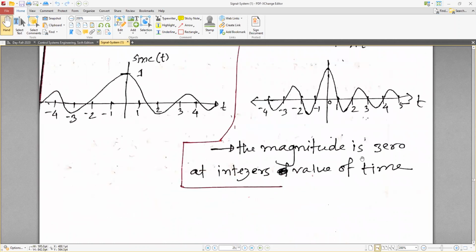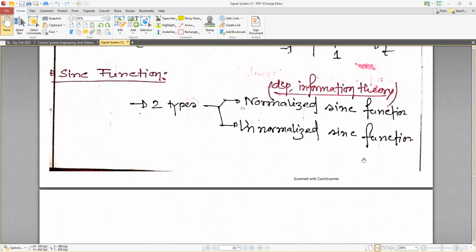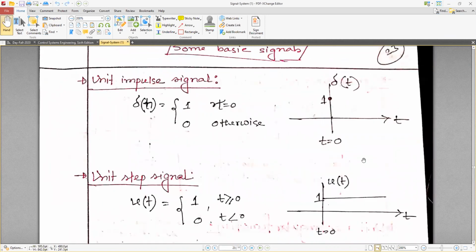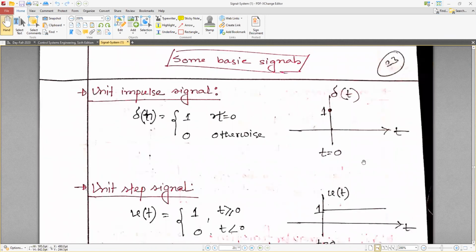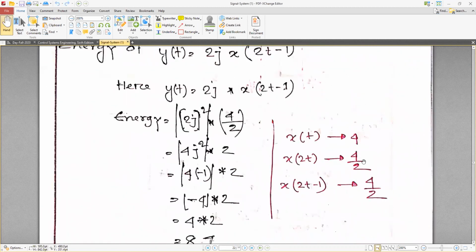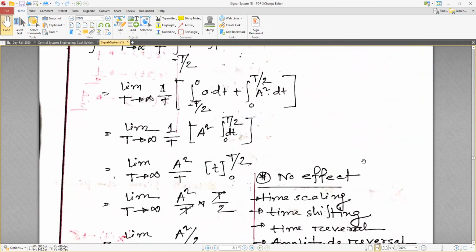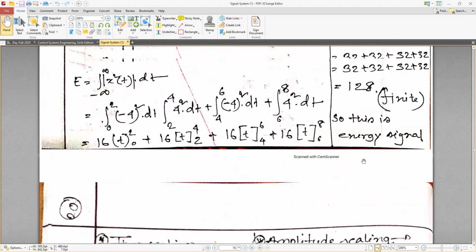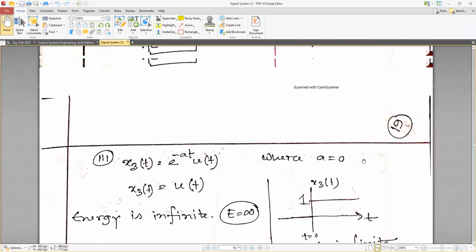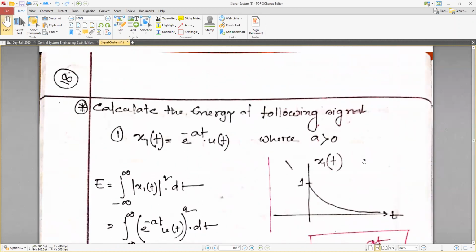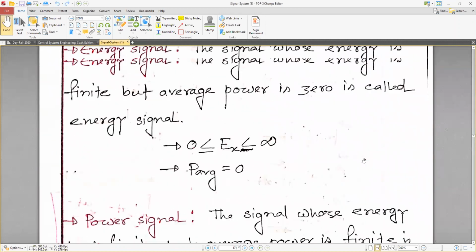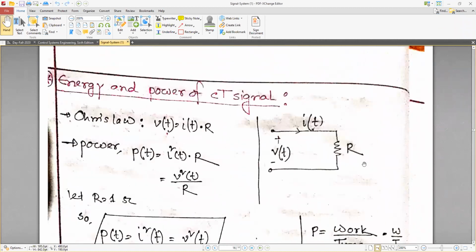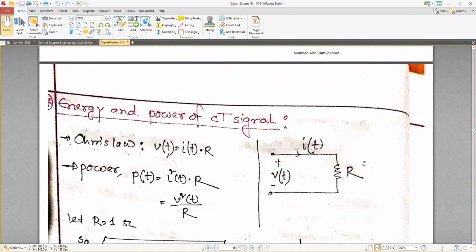So today I think that is enough. We have discussed many things like various kinds of signals. We have discussed some basic signals as well as energy and power signal examples. You should look at these things at home. We started today from the energy and power signal.